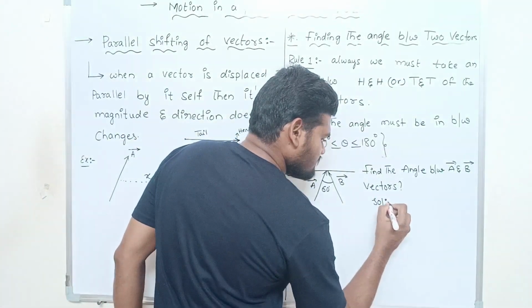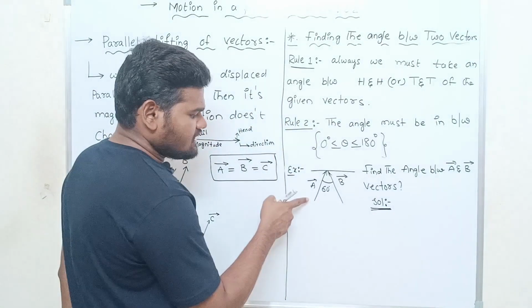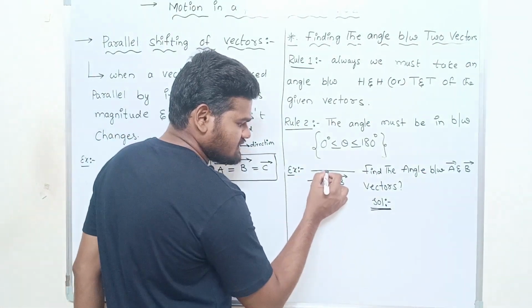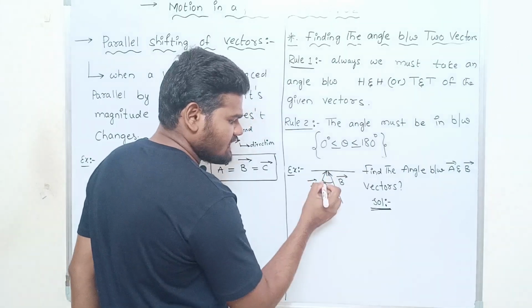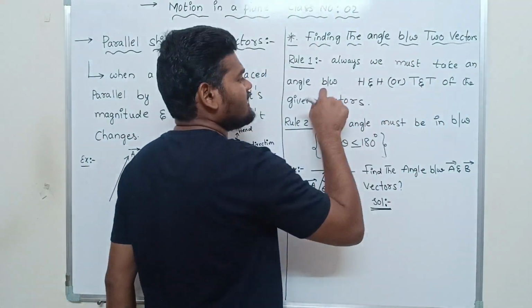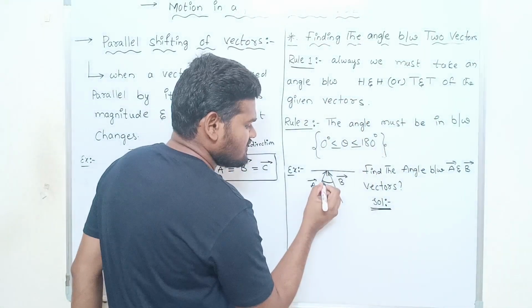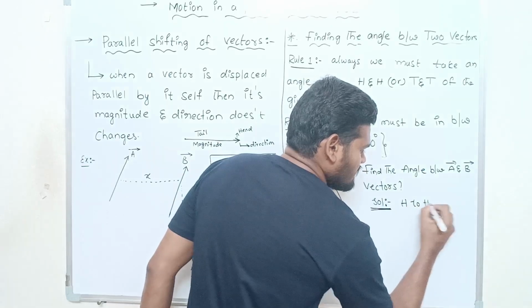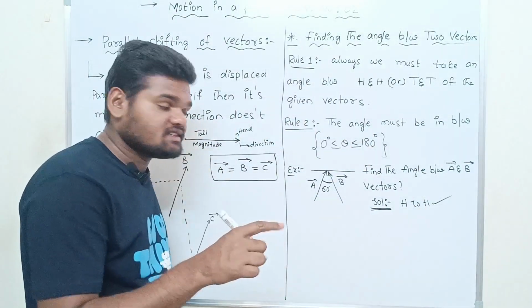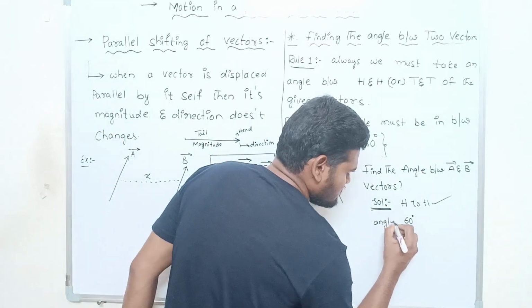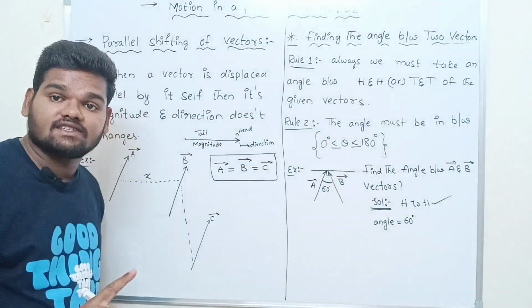Solution. Have a look. Here, this is the A bar vector and this is the B bar vector. This is head and this is head. Now they are given the angle between two heads. We always take an angle between head and head or tail and tail. So here head to head exists. The angle between them is 60 degrees.